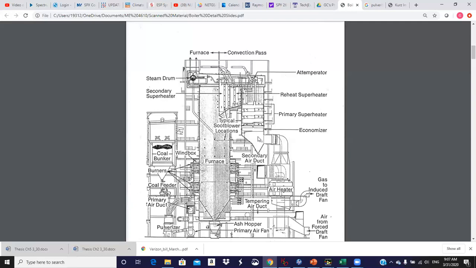As we look down at the diagram here, we see the fans down here on the bottom right. We've got the forced draft fan. So that's just bringing ambient air. Actually, come to think about it, that air is pulled from the top of the boiler house.